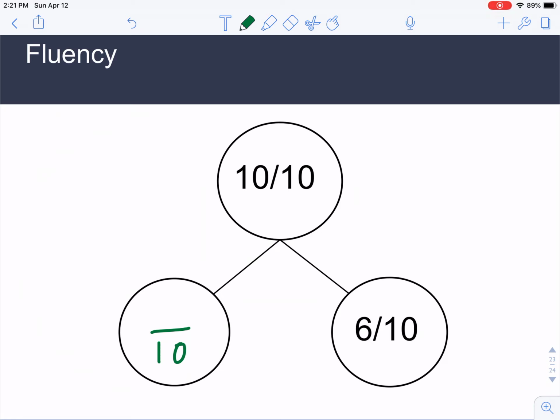Now for our numerator, we need to figure out what number plus 6 will equal 10. Go ahead and think it. Say it. It is 4. We know this because 6 plus 4 equals 10. Okay, nice job, everyone. Go ahead and move on to the practice.